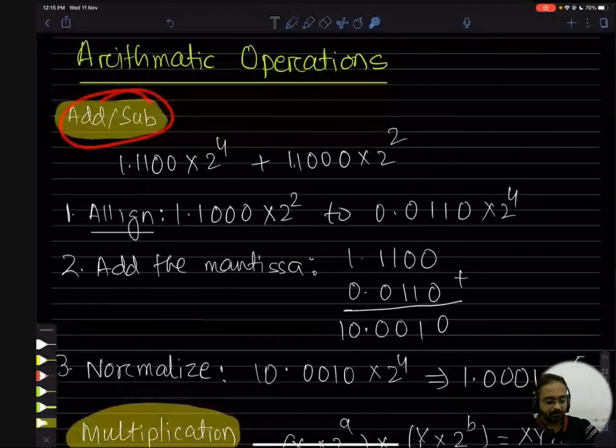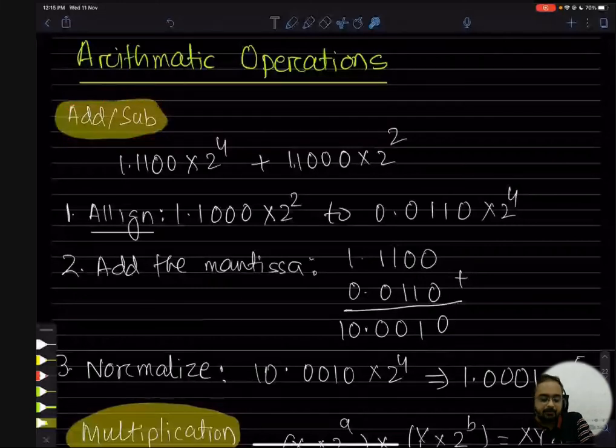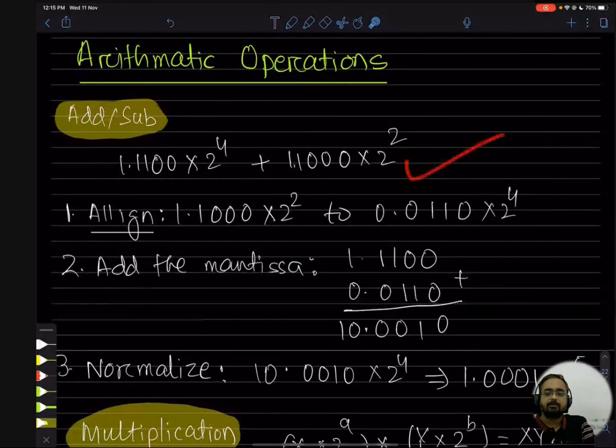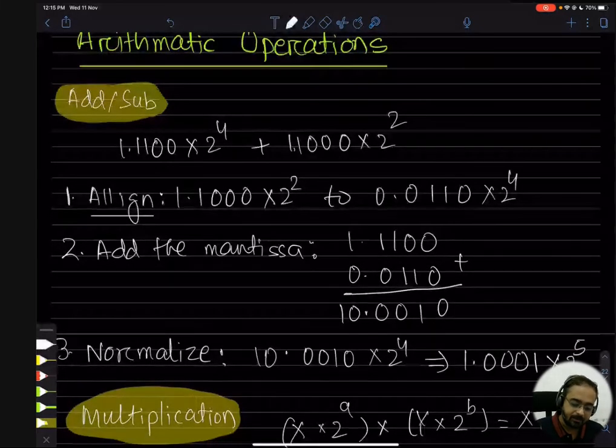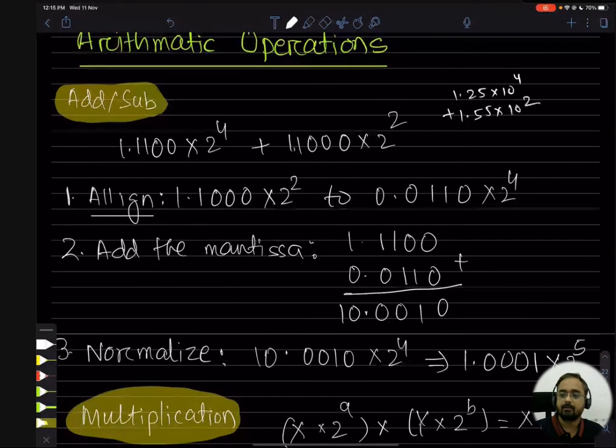Okay, so let's see how to do addition of floating point numbers. The same exact way we will do it for binary floating point number addition and subtraction also. It is very much the same. So if some number is there, 1.25 into 10 to the power 4, you have to add it with 1.55 into 10 to the power 2. What you normally do, you have to convert this to 10 to the power 4 format, right? Some number will come here, then you add these two numbers. So the same thing we will do in this case also.